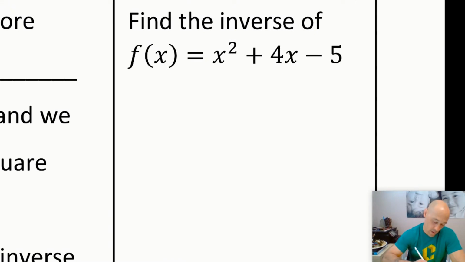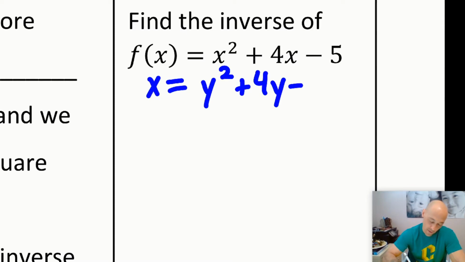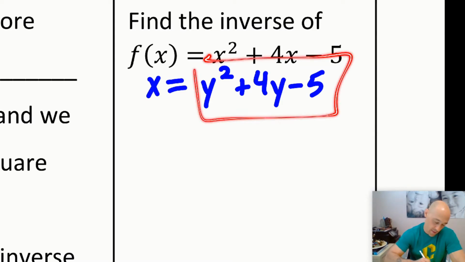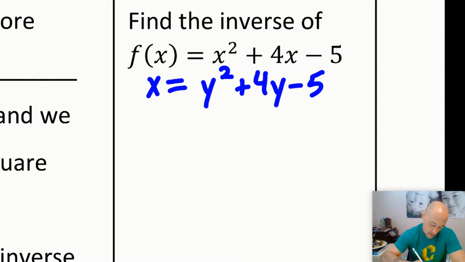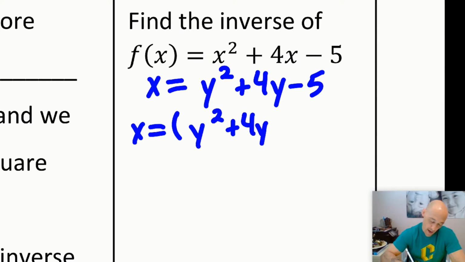So we're going to switch the x and the y. So we have x is equal to y squared plus 4y. We have to switch it in all places. So now we have to complete the square on this side. So remember, the way I do it is I put that y squared plus 4y inside parentheses. And then I have a couple spots to add some things.